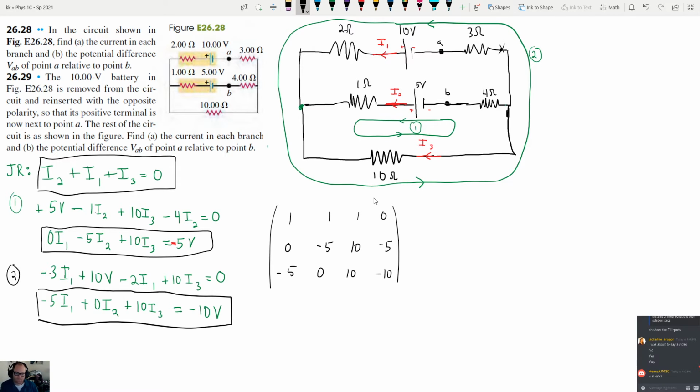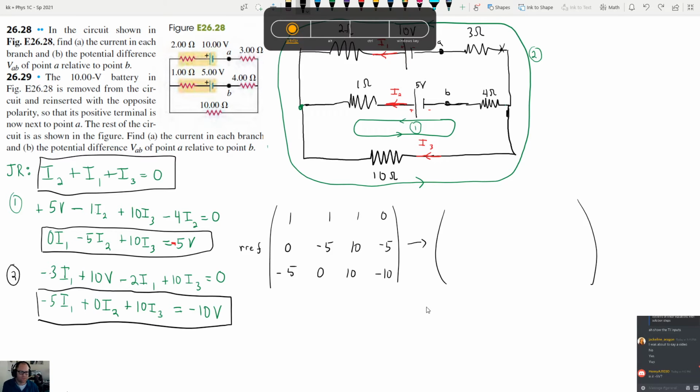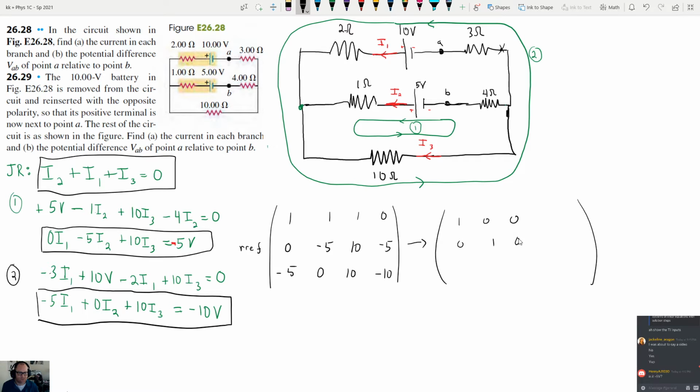Anyway, so we want to do RREF on this matrix. If we plug this into a calculator and do this, it stands for reduced row echelon form, then it should turn into something that looks like this. So it's going to be like 1, 0, 0, and then an answer, 0, 1, 0, and an answer, and then 0, 0, 1, and an answer. What do you all get?